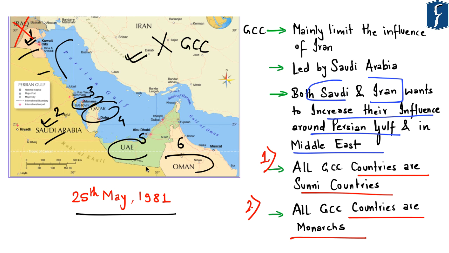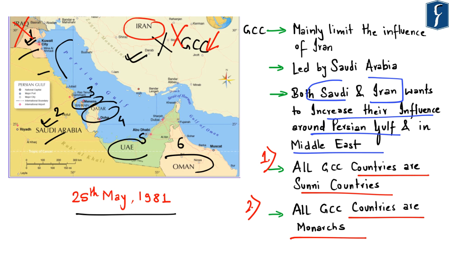So this again becomes an important aspect to be remembered from your prelims perspective, that both Iraq as well as Iran are not members of the GCC countries. Now, the Gulf Cooperation Council is the only international organization of the world in which all members or all countries are monarchies, and nowhere in these 6 countries is there an elected government. So this again becomes an important aspect to be remembered.